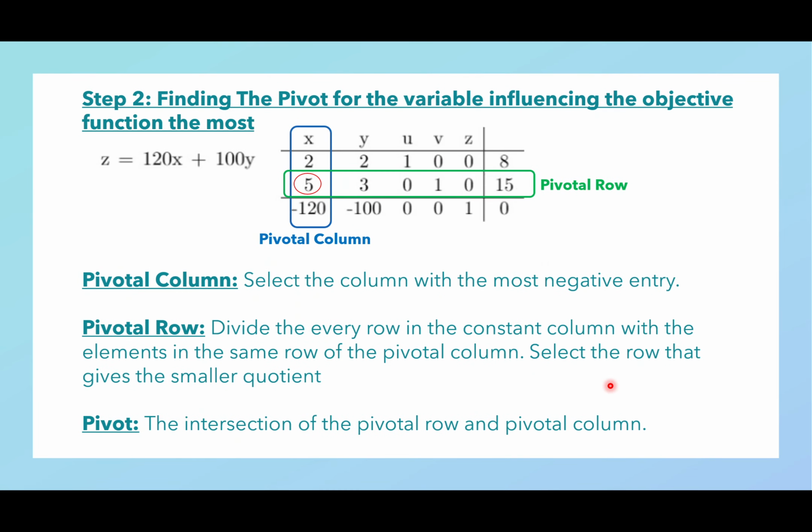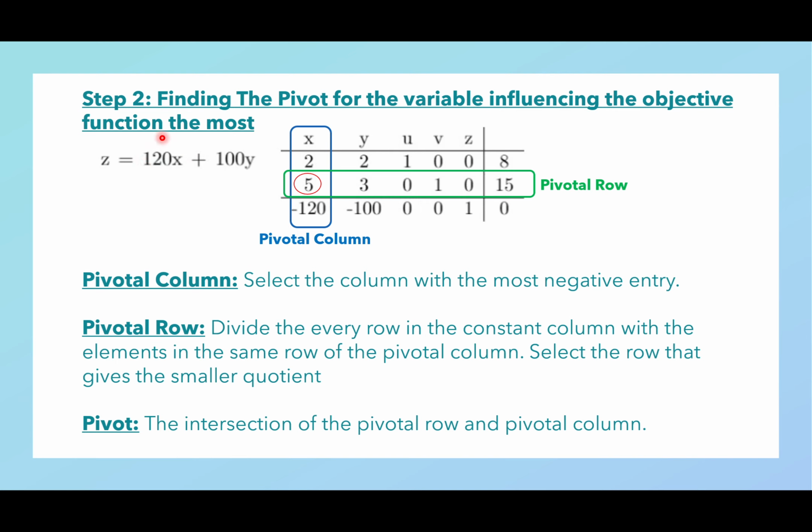Apologies for that. So the next step is finding the pivot for the variable that influences the objective function the most. Now, let's try to pull the objective function from the objective row, which in our first iteration is going to return our same objective function, right? Now, x has the largest coefficient here.